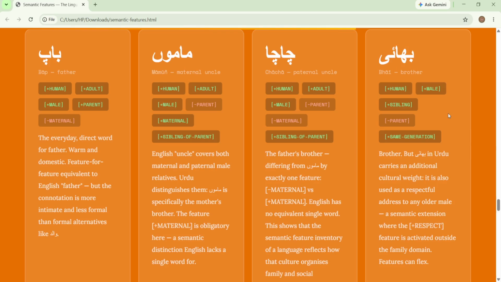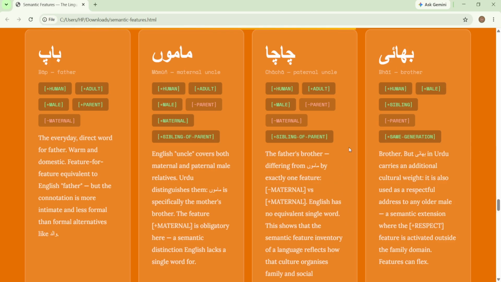It is a human male sibling, not a parent, same generation. So brother, but bhai in Urdu carries an additional cultural weight. It is also used as a respectful address to any older male. A semantic extension where the respect feature is activated outside the family domain, but it's not just for your blood-related brother. You can call anyone bhai, so it goes beyond the boundary of family terms.